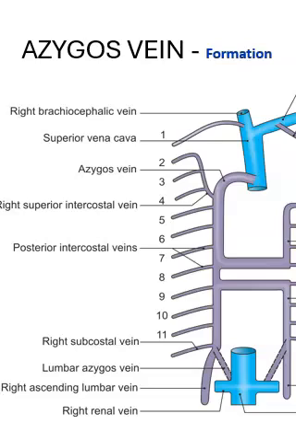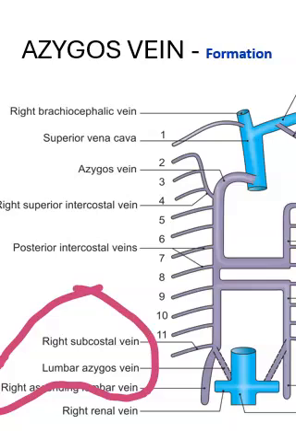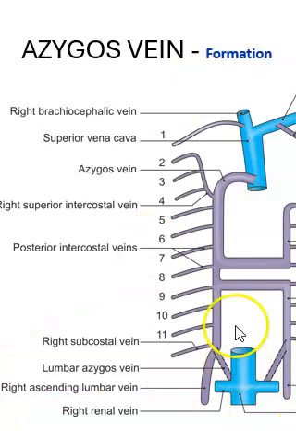This is the right ascending lumbar vein, and then the right subcostal vein. So these three together will form the azygos vein. So which three? Ma'am, the right subcostal vein, lumbar azygos vein, and the right ascending lumbar vein. These three together will give us the azygos vein. And then a lot of other tributaries will join, like the intercostal veins, then the hemiazygos veins, etc.